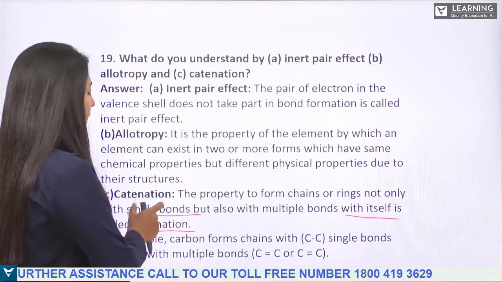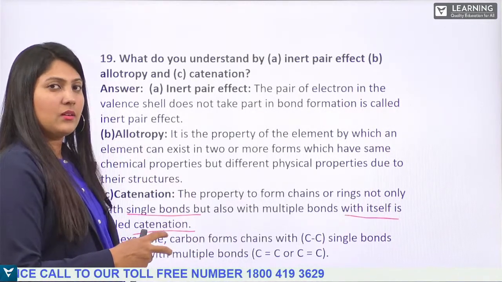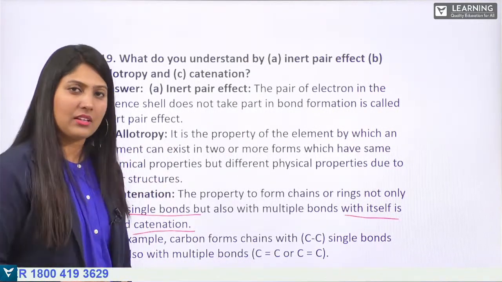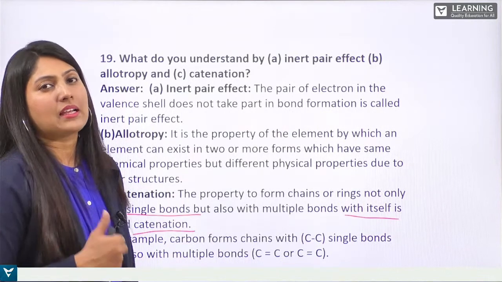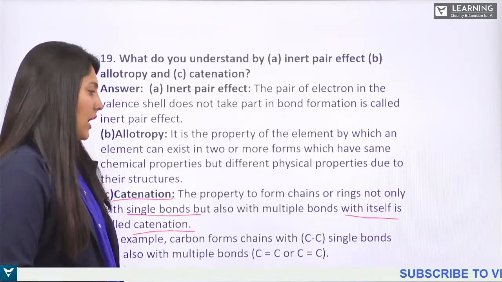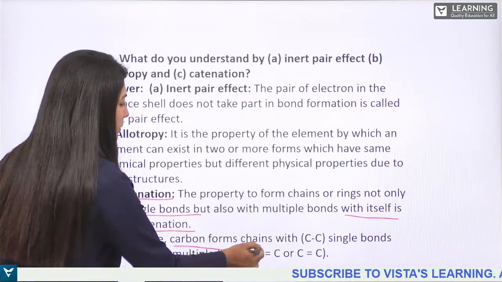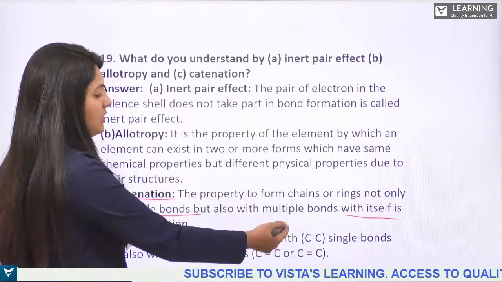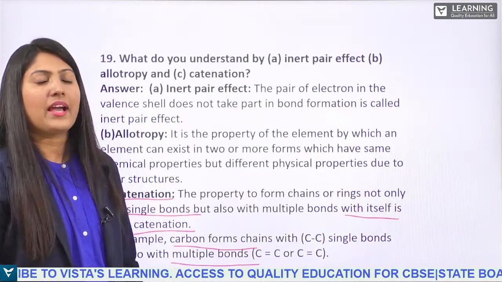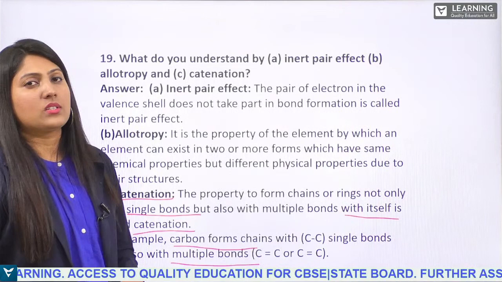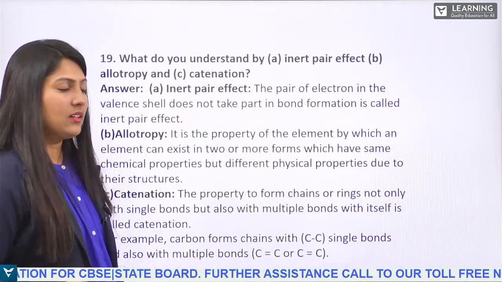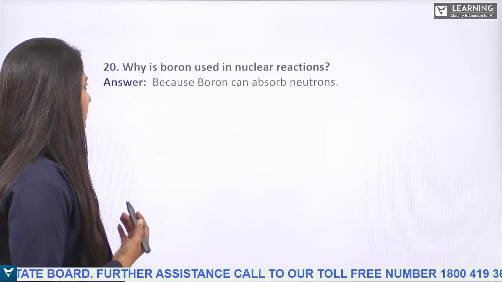If it is forming multiple bonds with itself and forming long chains and rings, then that property is called catenation, and it can be exhibited by the carbon atom. For example, carbon forms long chains by single bonds as well as with multiple bonds. So we have the hydrocarbon group, which contains alkanes, alkynes and alkenes.